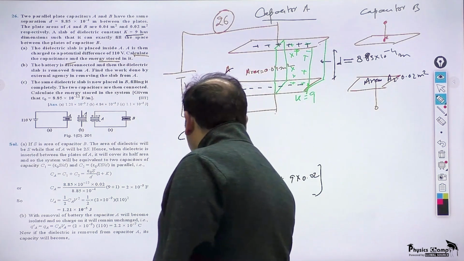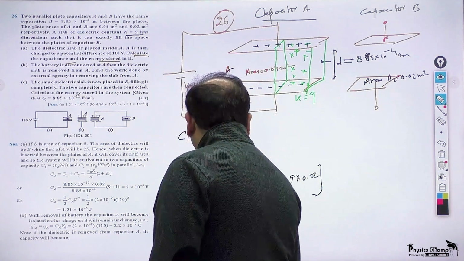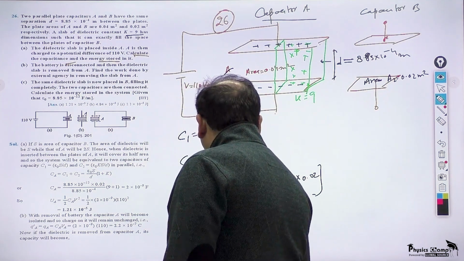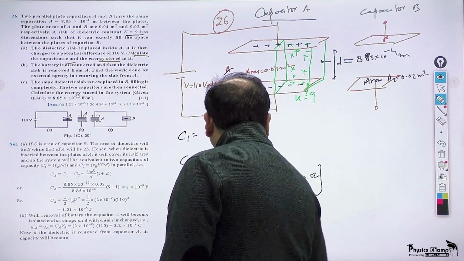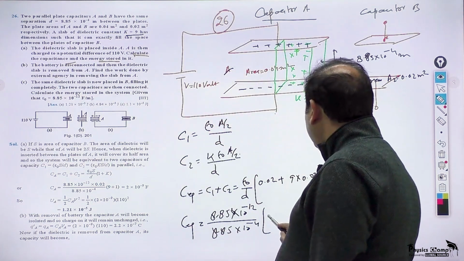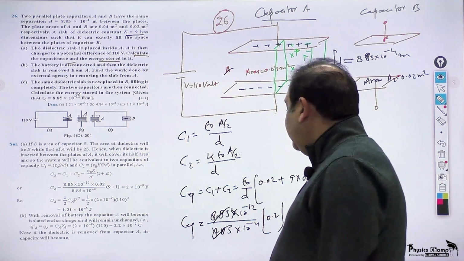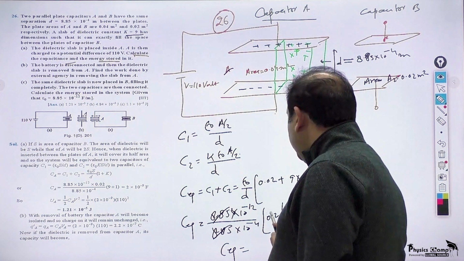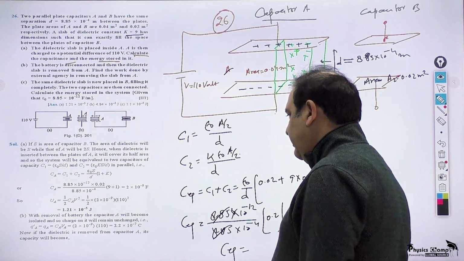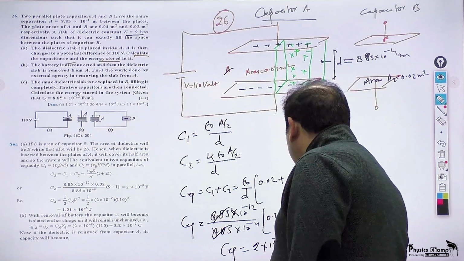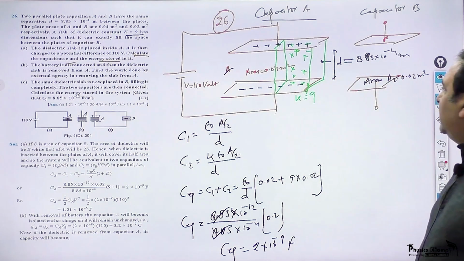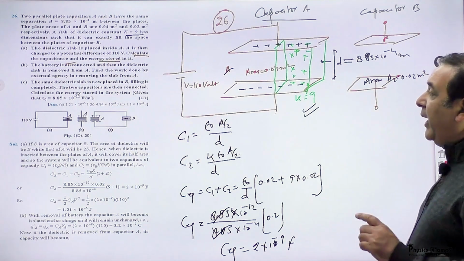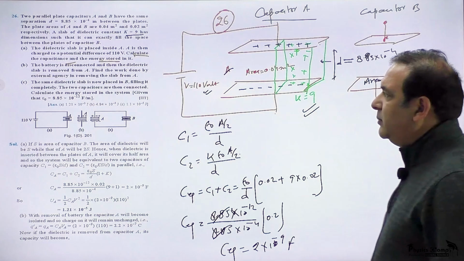So C equivalent would be 8.854 into 10 to the power minus 12 divided by 8.85 into 10 to the power minus 4, into 0.2. This gets cancelled. So C equivalent in the first case has a value 0.2 into 10 to the power minus 8, or 2 into 10 to the power minus 9 farad. So in this first situation, the equivalent capacitance is 2 into 10 to the power minus 9 farad and it is connected to a 110 volt source.